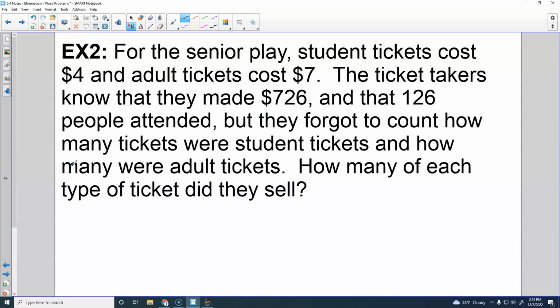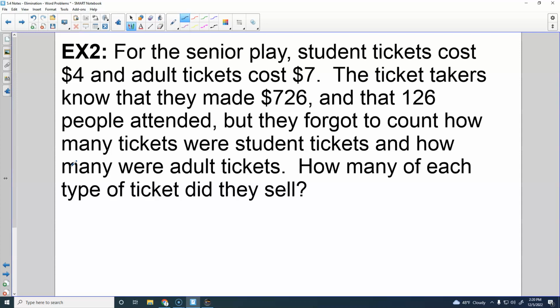This actually happened a few years ago, but they didn't quite have the right information for us to figure it out. For the senior play a few years ago, they knew how much money they had made, and they had also counted the number of people there, and they wanted to know the number of adult tickets and the number of child tickets. The problem with that is that there were a lot of people there who had not paid because they got in free for whatever reason, so their total number of people there was not correct. Like, all the people there had not paid.